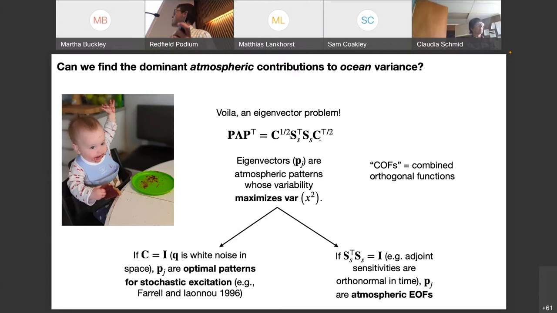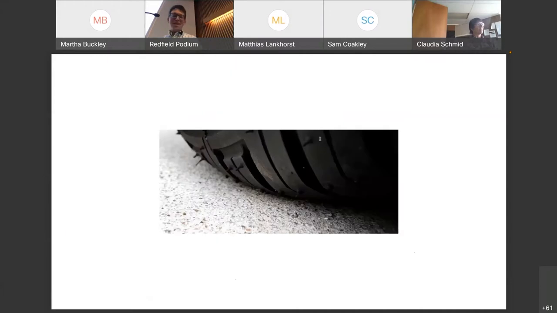And we call these things, voila, for now, COFs. It's kind of unfortunate, but it stands for combined orthogonal functions. Okay, so what does this actually look like?